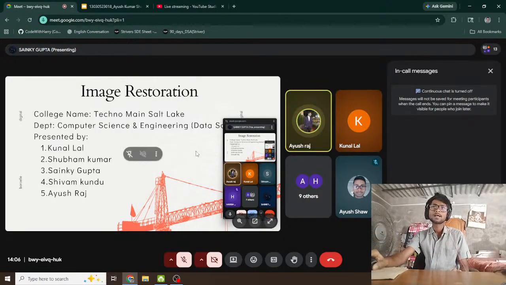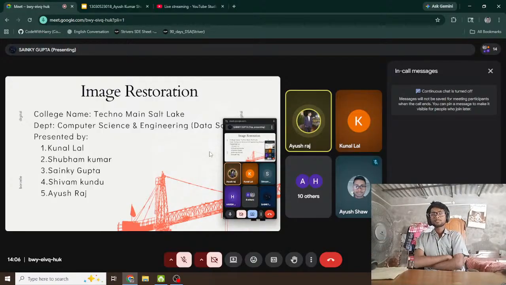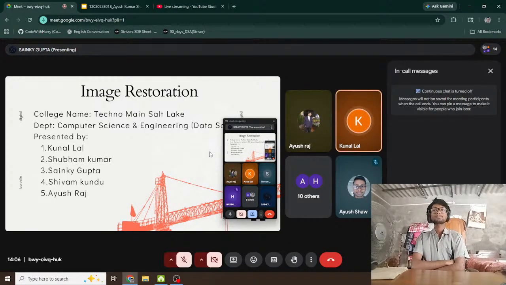So good afternoon, sir. The topic on which I am going to present is image restoration. Our team members are Kunal Lal, Shubham Kumar, Sanki Gupta, Shubham, and me. Open the second slide.